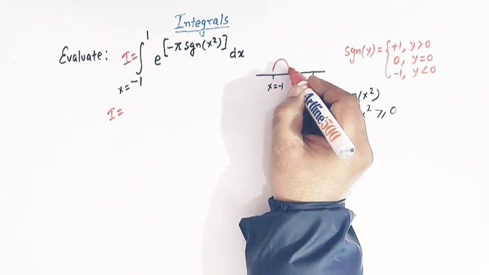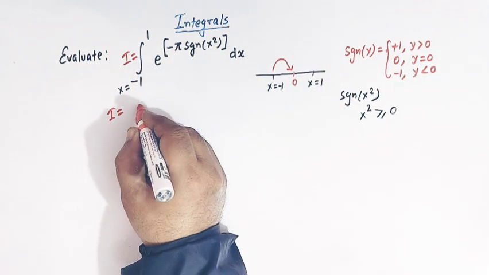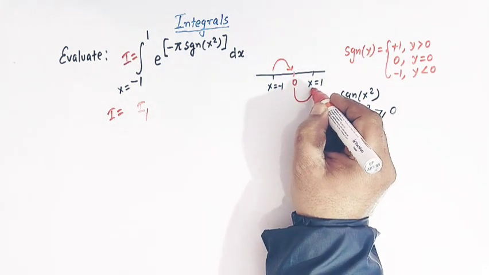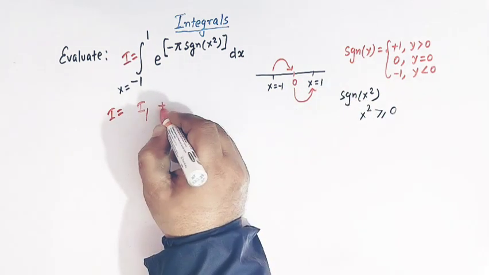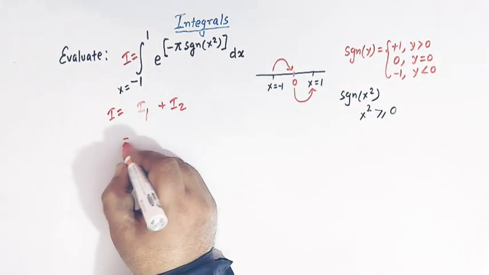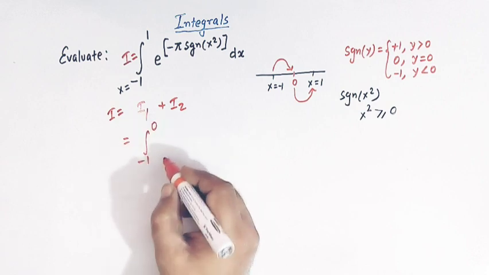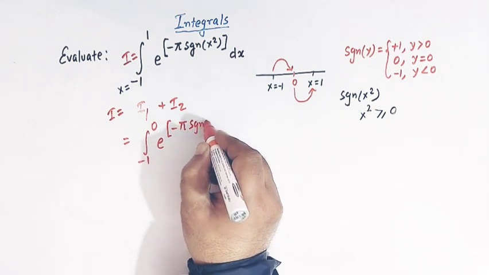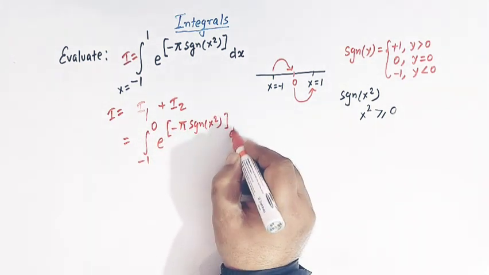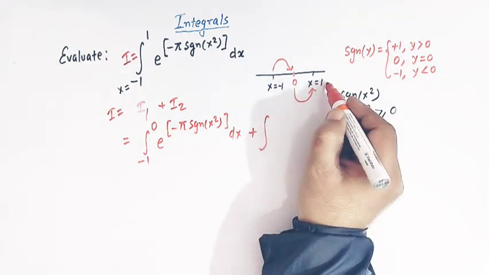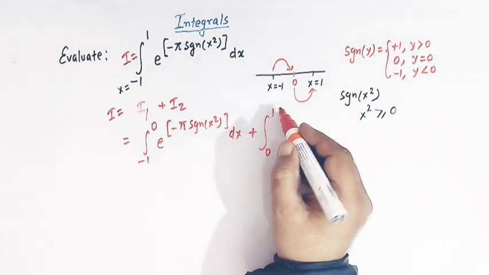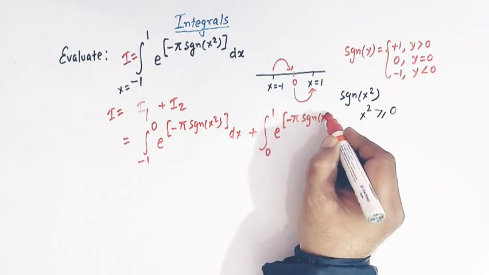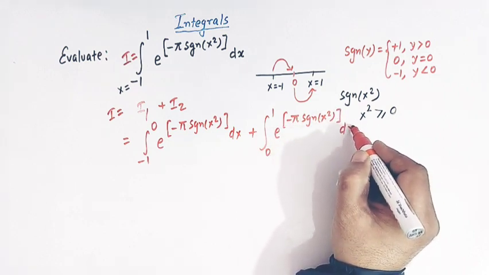So let us first write the integral number 1, that is I1, from -1 to 0. Then we take the second integral from 0 to 1, which is I2. I1 is from -1 to 0 of e raised to the greatest integer of minus pi signum of x square dx, and I2 is from 0 to 1 of e raised to the greatest integer of minus pi signum of x square dx.